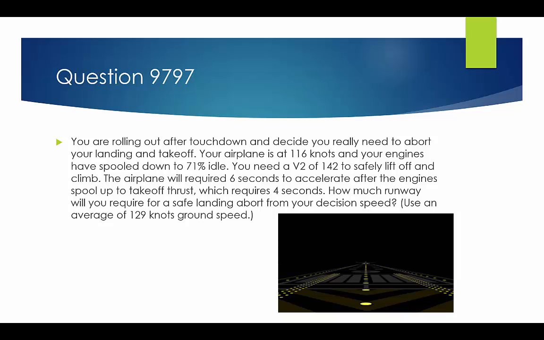They give you some information here about what speed our airplane's at, extraneous information of what our V2 speed is to safely lift off and climb. But then thankfully, they give us an average speed of 129 knots ground speed. One thing you need to memorize here for this type of question is that 1 knot is 1.69 feet per second. That's just a conversion that you're going to need to know.